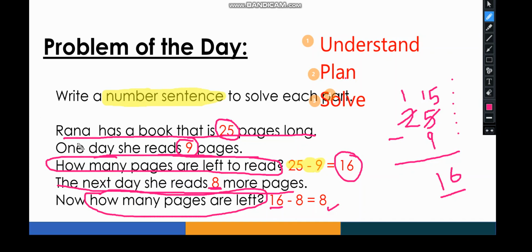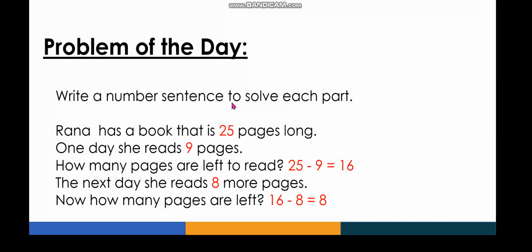Okay, so first understand, plan. I say it's plus or minus. Okay, then I solve here and I check my answer. Okay, easy.